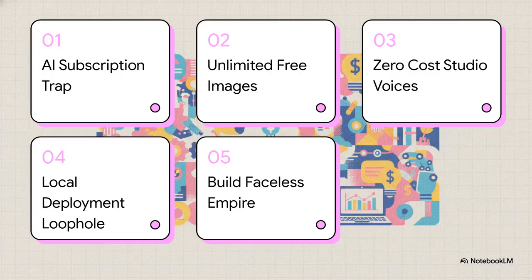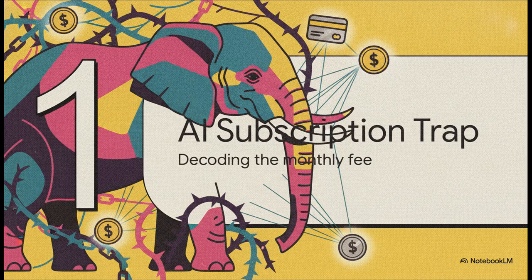So here is our game plan for today. 1. The AI subscription trap. 2. Make unlimited images free. 3. Studio voices at zero cost. 4. The local deployment loophole. And 5. Build a faceless empire. Let's get into it. Starting with part 1, the AI subscription trap.